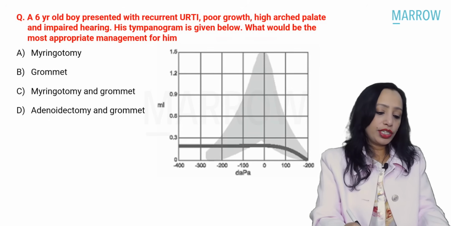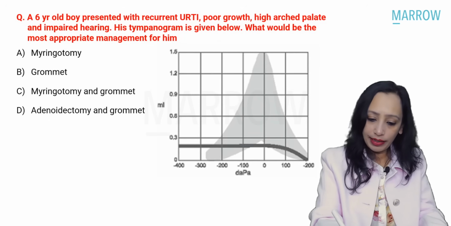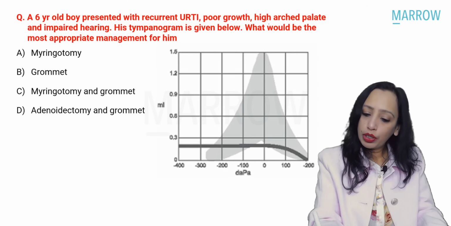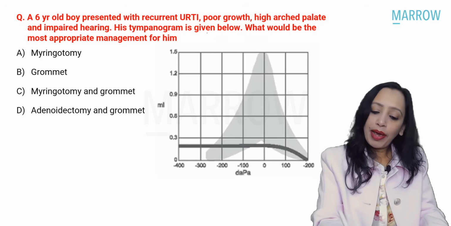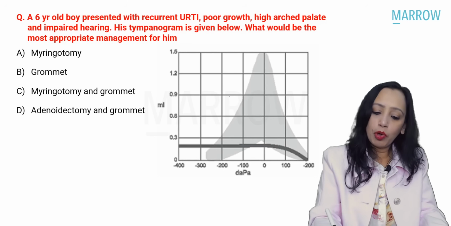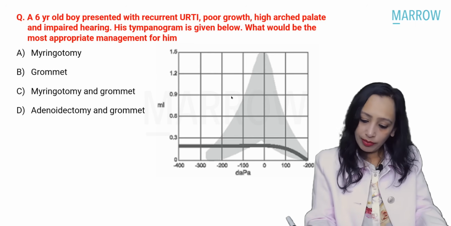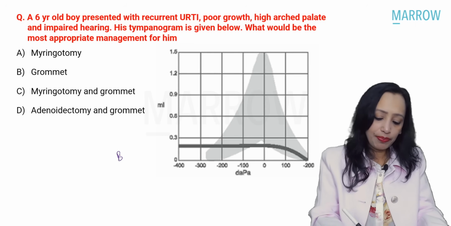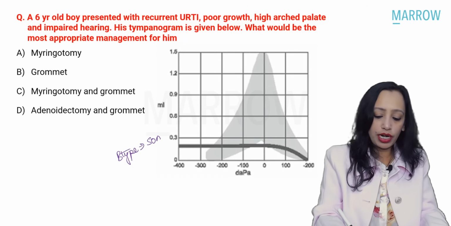Coming to the next question: a 6-year-old boy presented with recurrent upper respiratory tract infection, poor growth, high-arched palate and impaired hearing. His tympanogram is given below. What would be the most appropriate management for him? Let us quickly see what the tympanogram is showing. The tympanogram is a B type. B type indicates fluid in the middle ear, that is, otitis media with effusion.